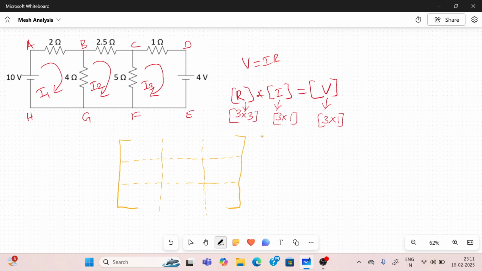Then there should be the current matrix. What are the currents? We already assumed the unknown currents, right? The mesh currents are I1, I2, and then I3, which is equal to the voltage equations. So you have to identify the number of sources in the mesh. Then if it is a potential rise, put plus; a drop means minus. We'll see one by one, right?